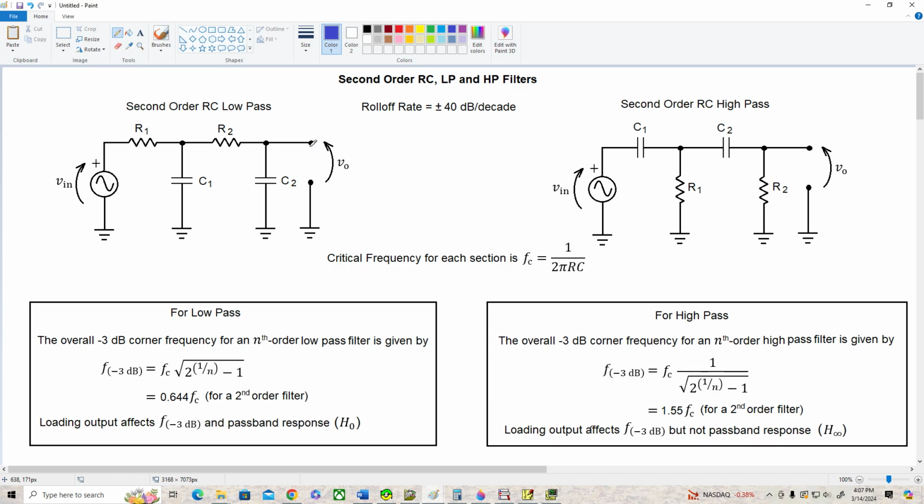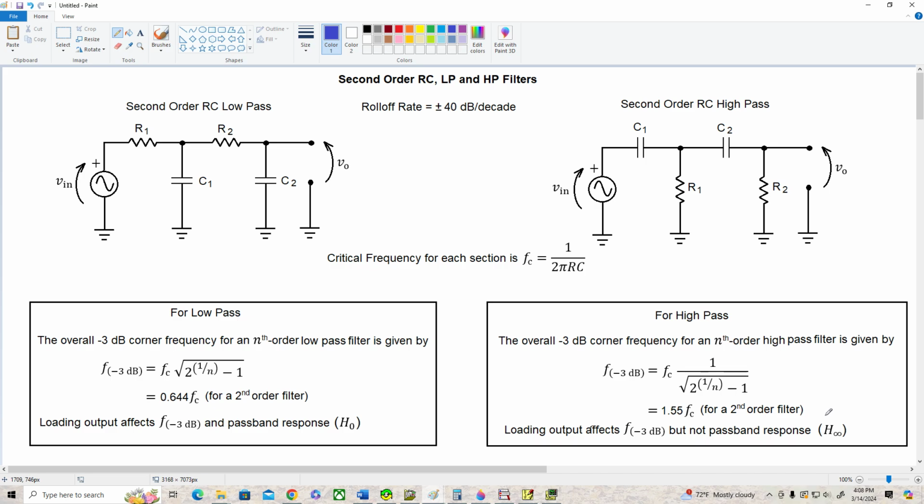Now, if we were to put a load on the filter, we'd find that this affects the 3 dB corner frequency and the passband response, H sub 0. I'll explain where that notation comes from in a few minutes. For the high pass filter, the correction factor is the reciprocal of the low pass version, and for a second order filter, it works out to be about 1.55. If we were to put a load on the high pass filter, we'd find that that does affect the 3 dB corner frequency, but it doesn't affect the passband response.